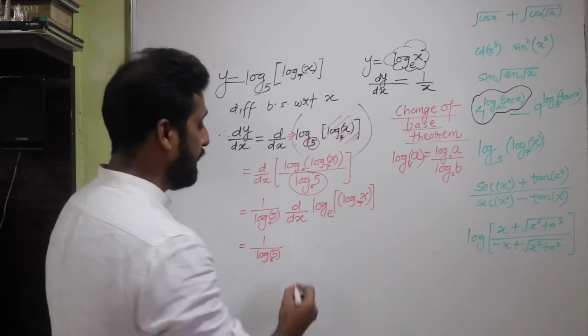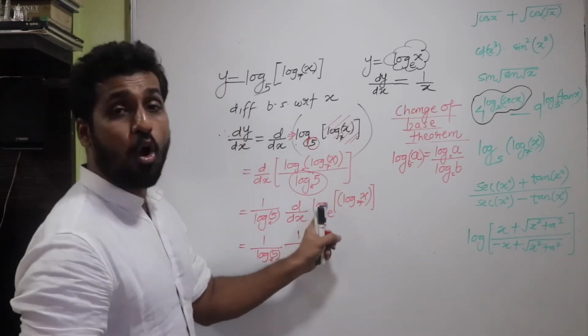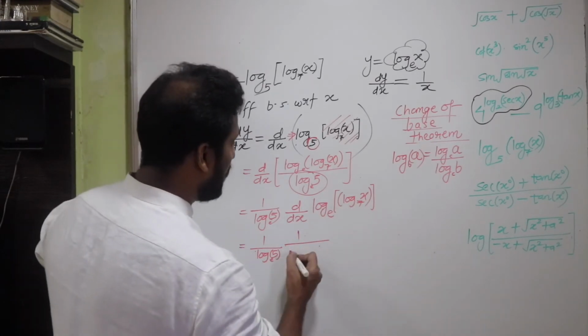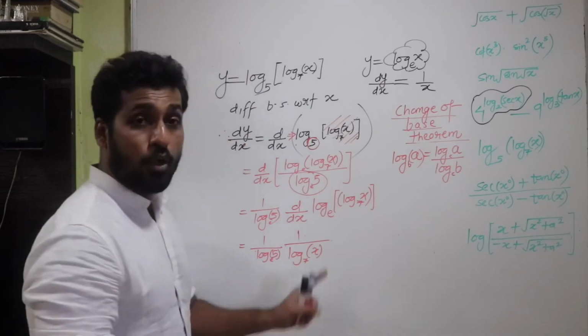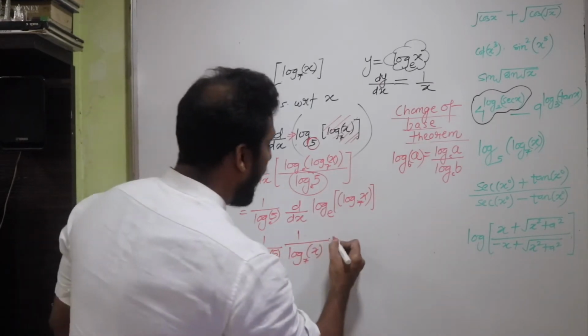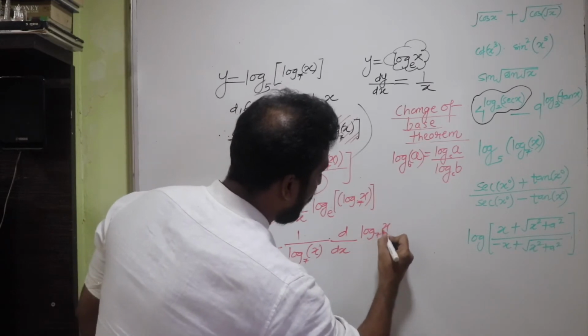Derivative of log x is 1 upon x, but it is not x. So I'm going to treat it as log u. Derivative of log u is 1 upon u. So log of x to the base 7, isn't it? Log of u, 1 upon u. And again derivative of u. So log of x to the base 7.